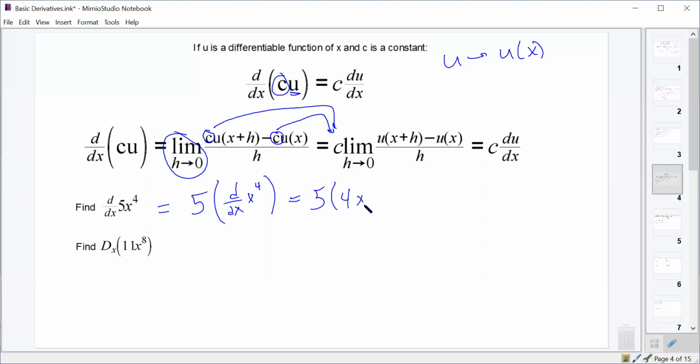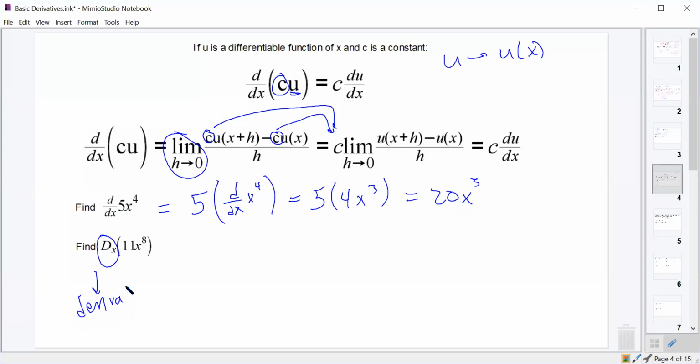4x to the 3rd. Perfect, which gives us 20x to the 3rd. And we'll note that we could just multiply this power by the constant that's out in front. That gives us this 20, and that should do it. So what's this? This means the derivative.